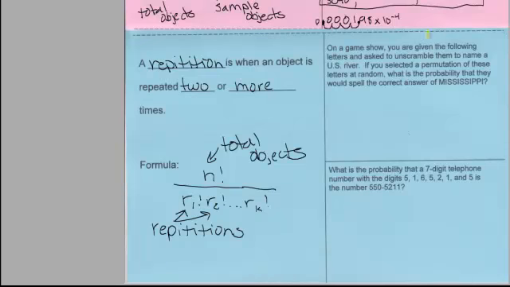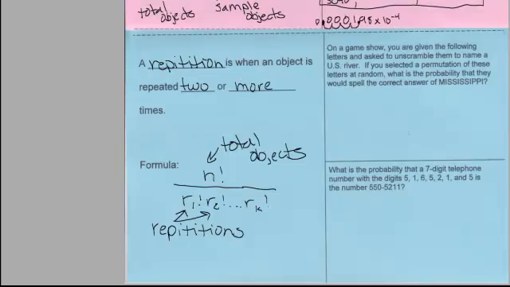Okay, so it says, on a game show, you are given the following letters and asked to unscramble them to name a U.S. river. If you selected a permutation of these letters at random, what is the probability that they would spell the correct answer, M-I-S-S-I-S-S-I-P-P-I?